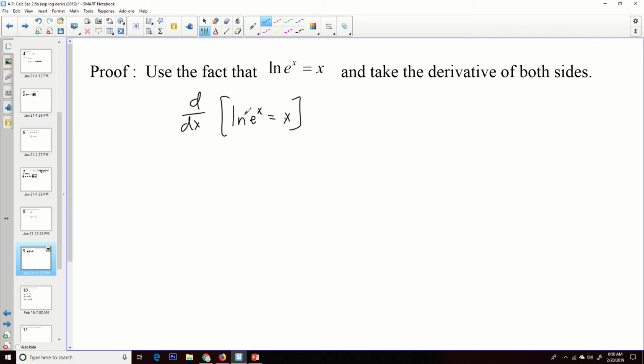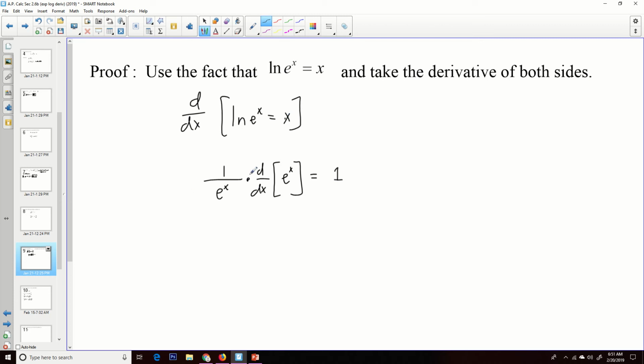All right. And so remember, the derivative of ln of u is 1 over u. So in this case, it would be e to the x left alone times the derivative with respect to x of whatever that u is. In this case, it's e to the x. And so we've completed the left-hand side, and then the derivative of x is just 1.